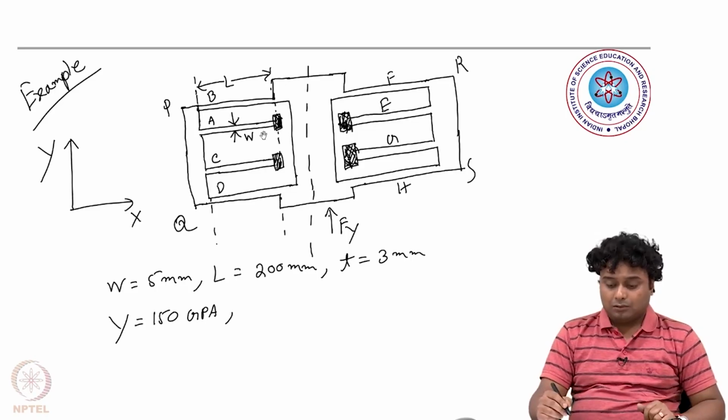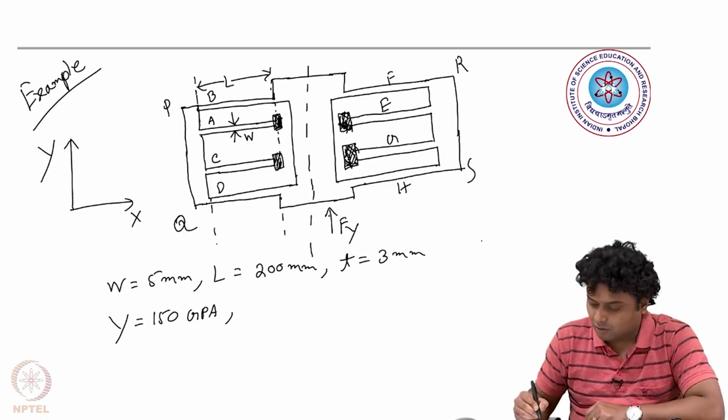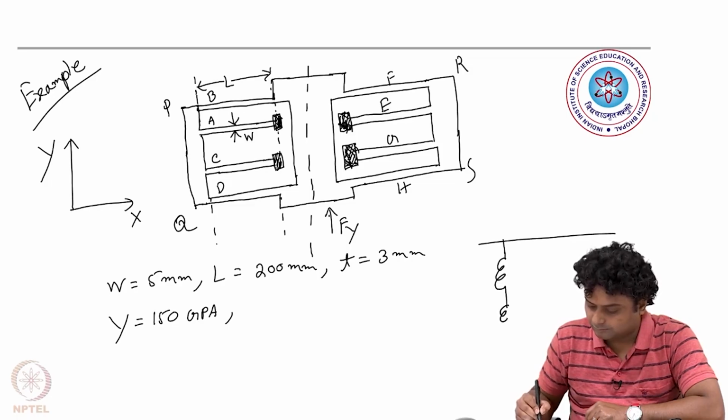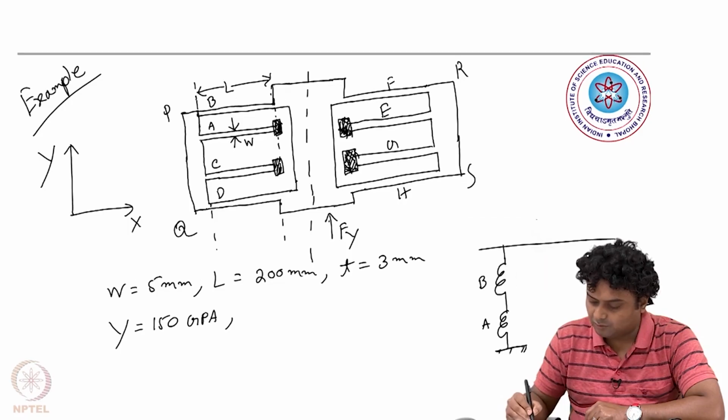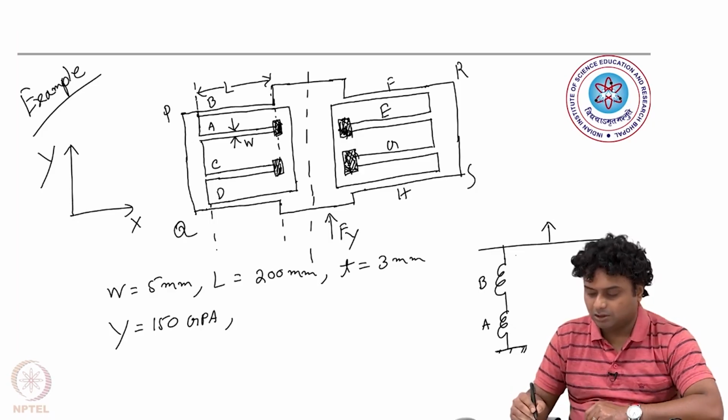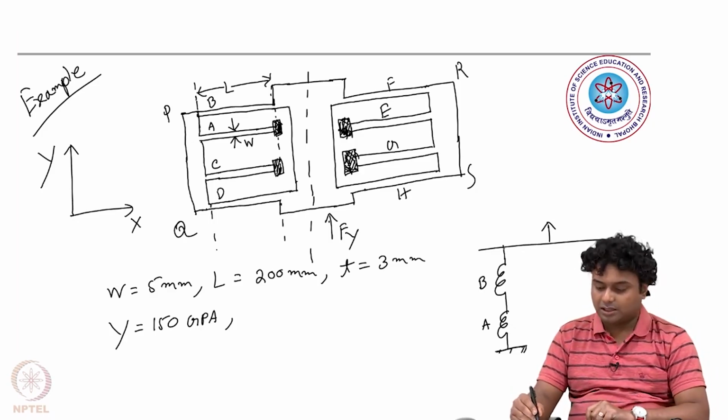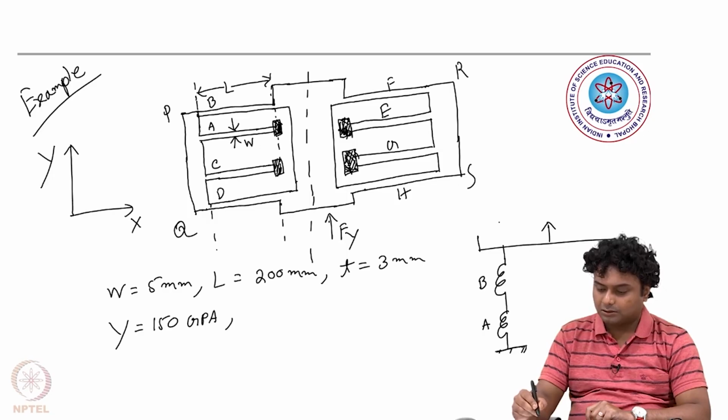Now if I draw this structure in a spring mass arrangement, this is A, this is B, and this whole platform is moving upward or downward. So this is the B side, which is connected to the proof mass.